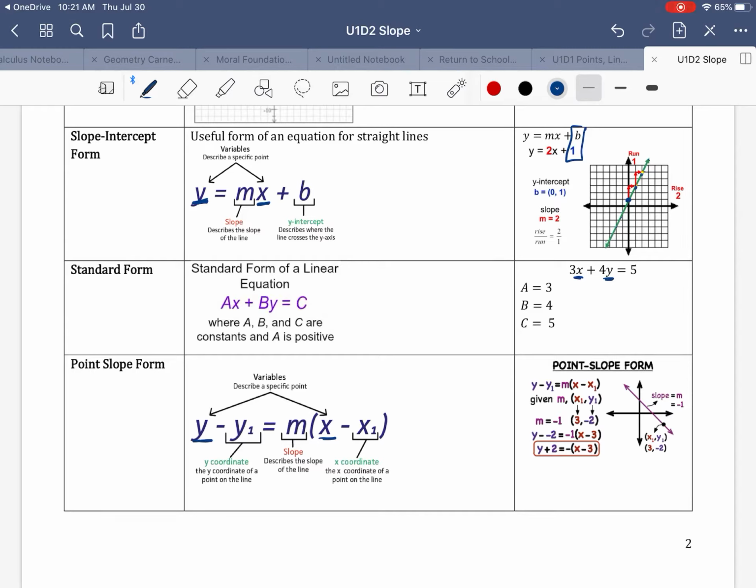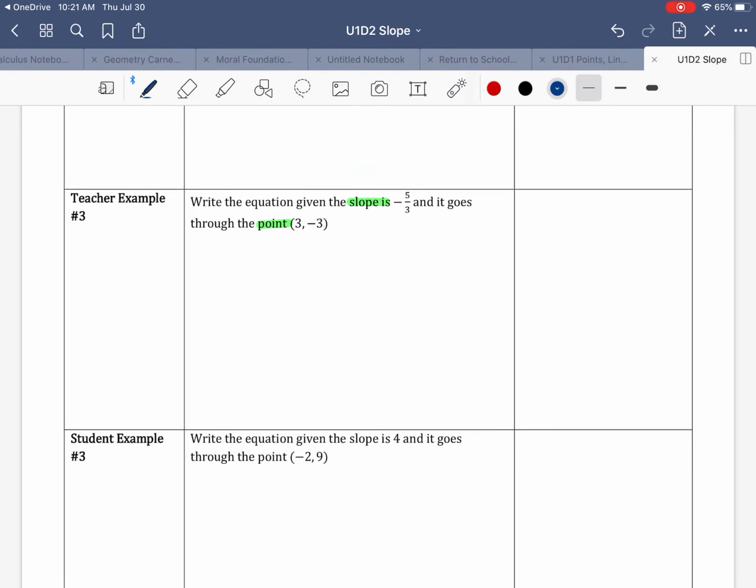Standard form, not really. Point-slope form is useful when we're given a coordinate point and the slope. So this is the form that we're going to want to use because you're given a slope and a point. So if we do y minus y1 equals m(x minus x1), where we know that the slope m is negative 5/3, and we know that the point is 3, -3. So this is our x1 and this is our y1.